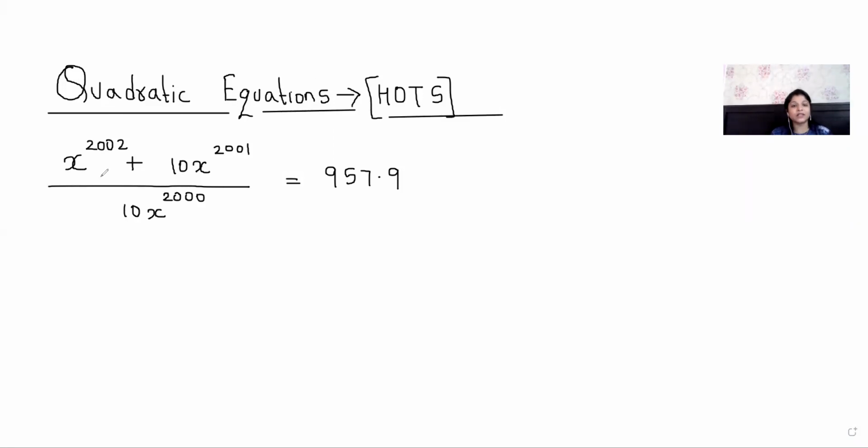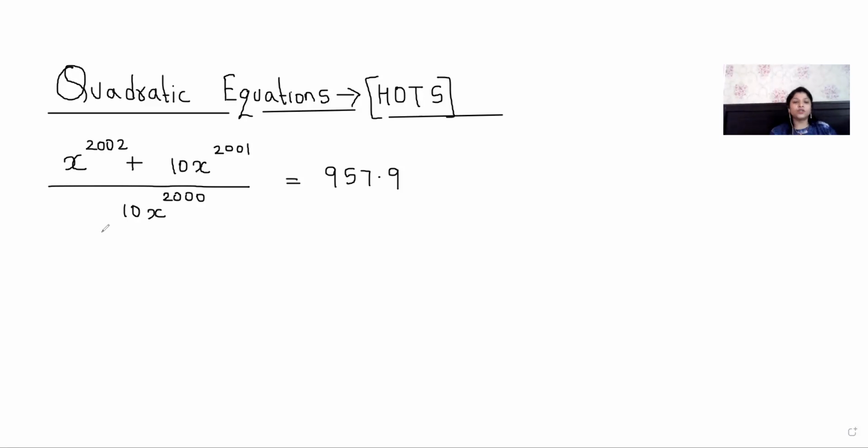And the sum is x raised to 2002 plus 10x raised to 2001, the whole divided by 10x raised to 2000, is equal to 957.9. So how to solve this sum? So we'll start with the sum.